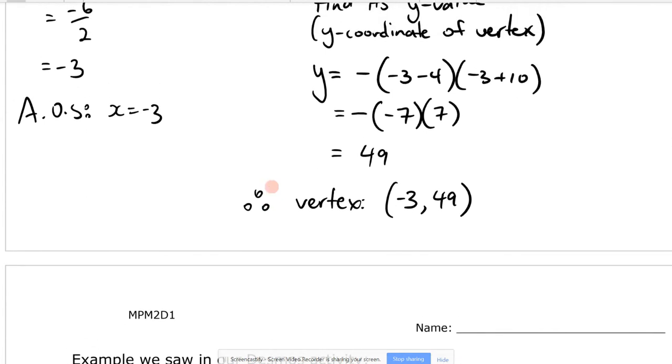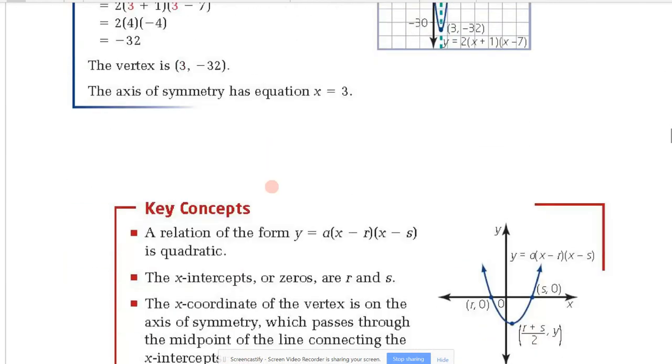So that is my example on how to find the vertex and how to find x-intercepts. And that ends this video.